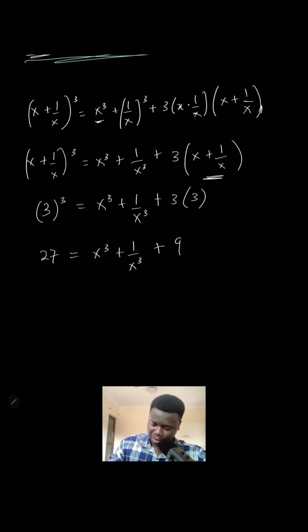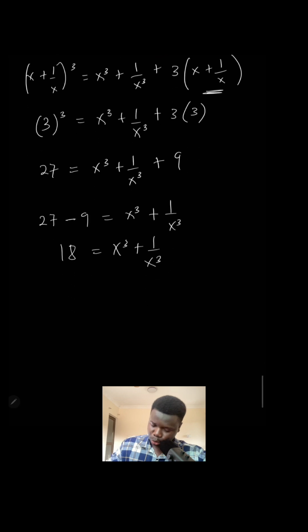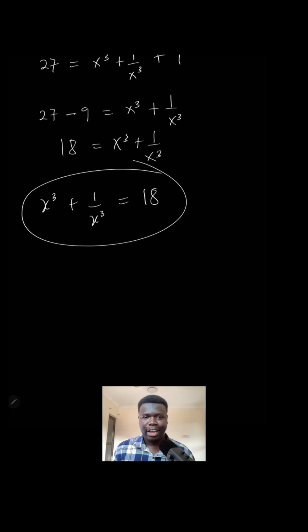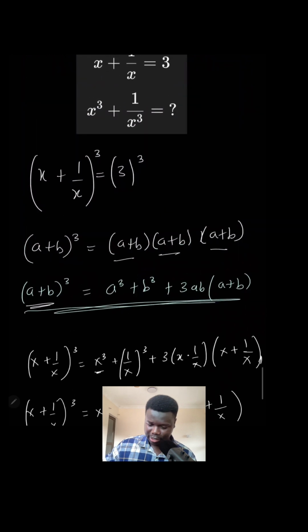And remember, we were told to find the value of what? x cubed plus 1 over x cubed. So x cubed plus 1 over x cubed has to stand alone. We have to isolate it. So we can subtract 9 from both sides of the equation. And that is going to be 27 minus 9 equals x cubed plus 1 over x cubed. So meaning this is going to be 18 equal to x cubed plus 1 over x cubed. So therefore, x cubed plus 1 over x cubed equals 18. That is it. I hope it is very simple. So therefore, the answer to our question is 18.